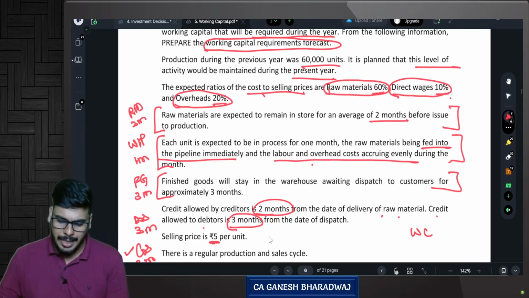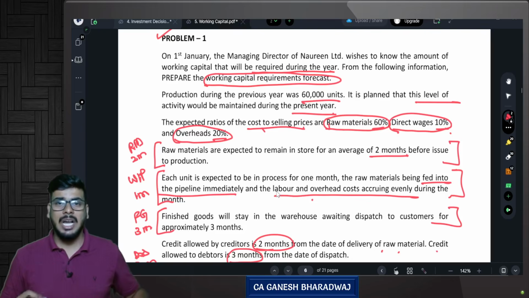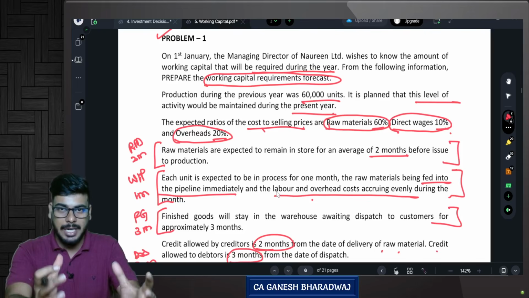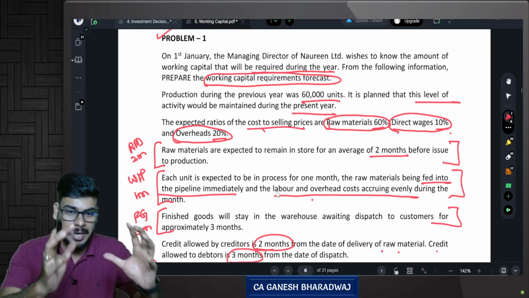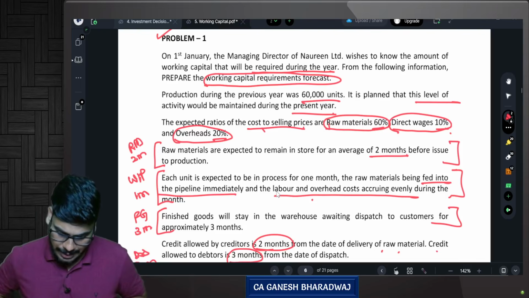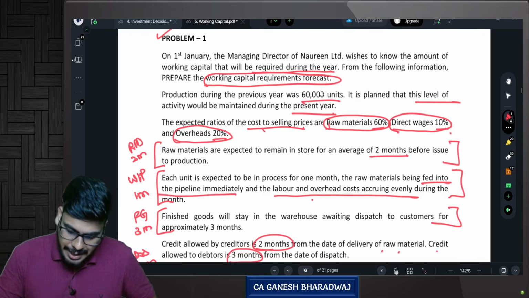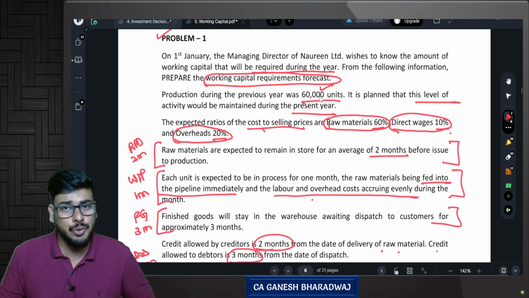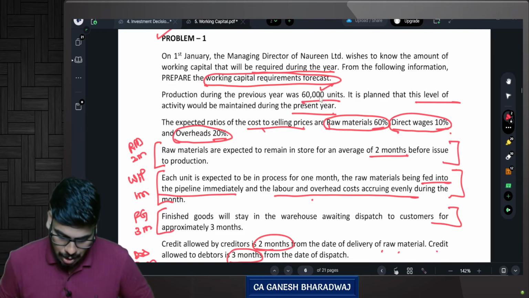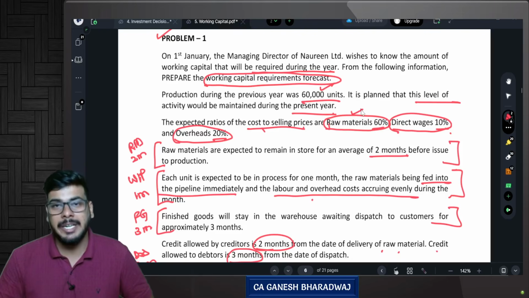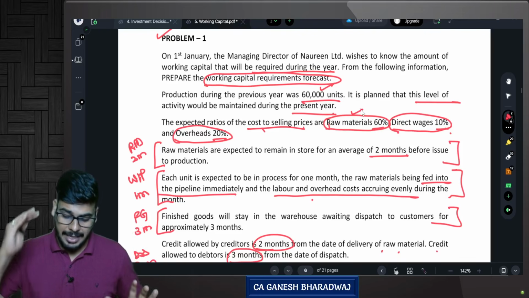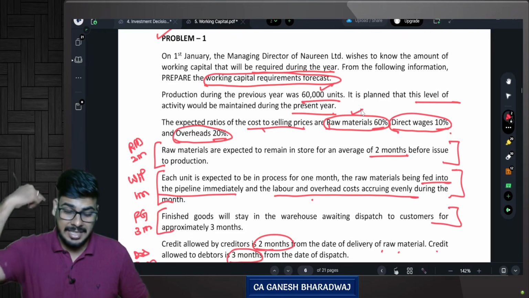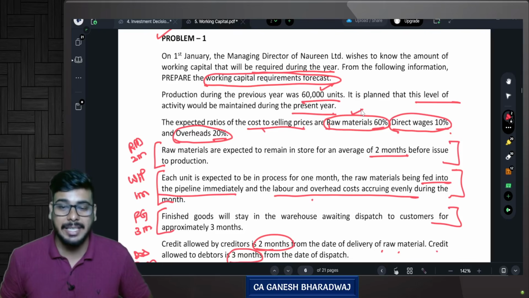Now, what they are saying. I should calculate the amount of working capital that I need to invest into my business for my day-to-day operation. What they have said, the company is planning to produce how much? 60,000 units in this particular year. 60,000 units of what? FG, correct? Now, what they have said, generally raw material comprises 60% of the cost. 60% of the cost of what? The cost of my sales, correct?